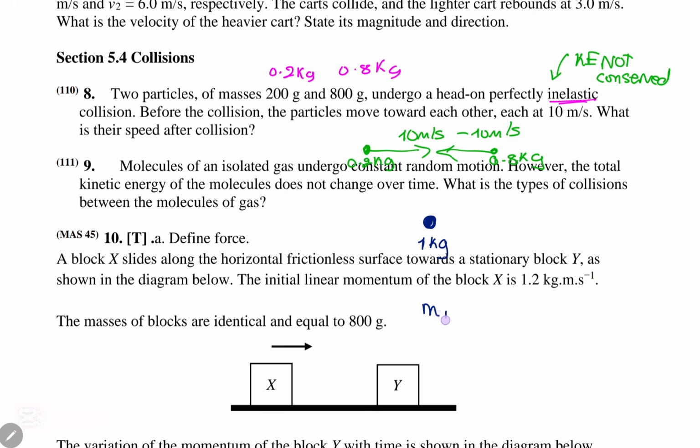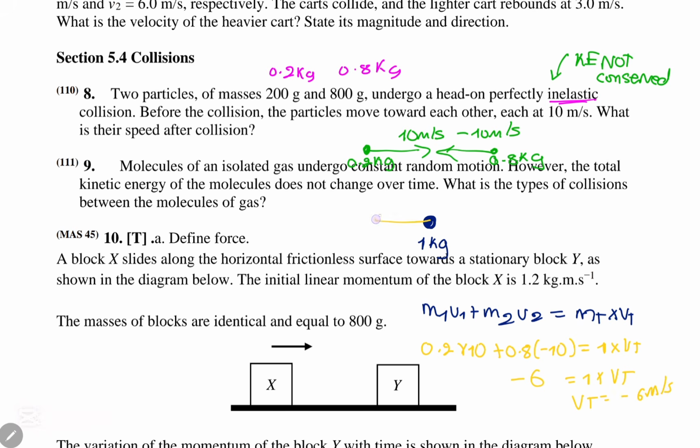So we'll apply m1 u1 plus m2 u2 is equal to m total times v total, because they coalesce. It is a perfectly inelastic collision. So it's going to be 0.2 times 10 plus 0.8 times minus 10 is equal to 1 times v total. So 2 minus 8, that's minus 6, is equal to 1 times v total. So I got v total to be minus 6 meters per second. So it would be moving in this direction, minus 6 meters per second.